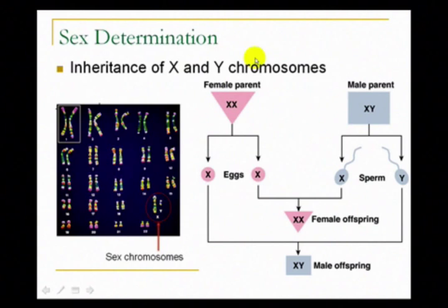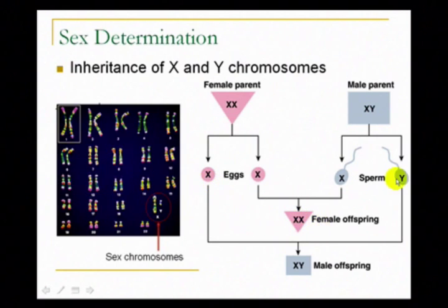Females will produce eggs that either have an X chromosome or an X chromosome, because that's the only chromosomes they have. So in females, all eggs have an X chromosome. In males, though, they can produce sperm that either have an X chromosome or some sperm that have a Y chromosome, because only one goes into each cell. And then you have fertilization. So if you have an egg that gets fertilized with a sperm that's carrying an X chromosome, then your offspring will be female. It will be XX.